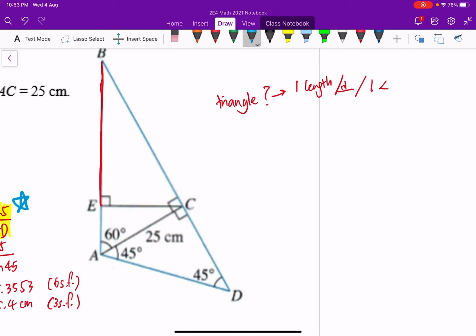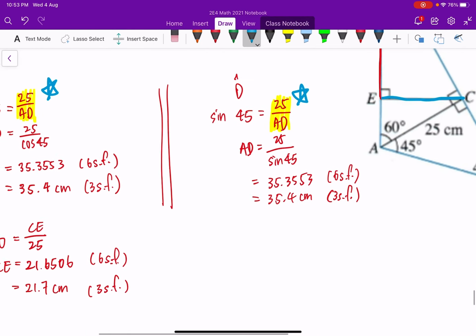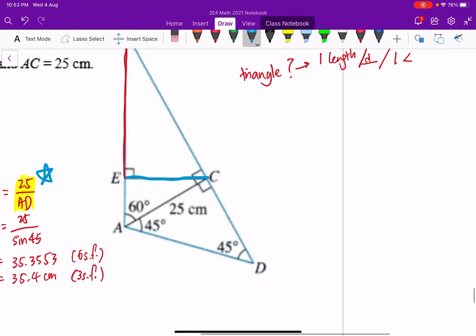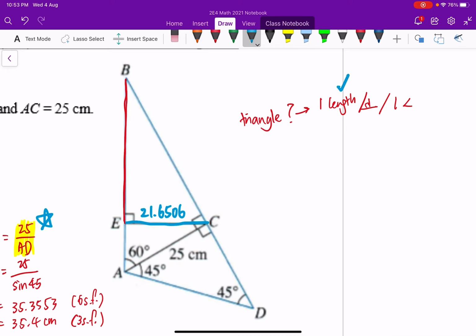Now, I have no length given to me here, except for what I found in CE. So what if I recycle the number that I used in part B, 21.6506? This is the only length I have. I recycle it, and if I were to use 21.6506, I must use this right angle. And the angle given to us, we don't have. But can we find it?